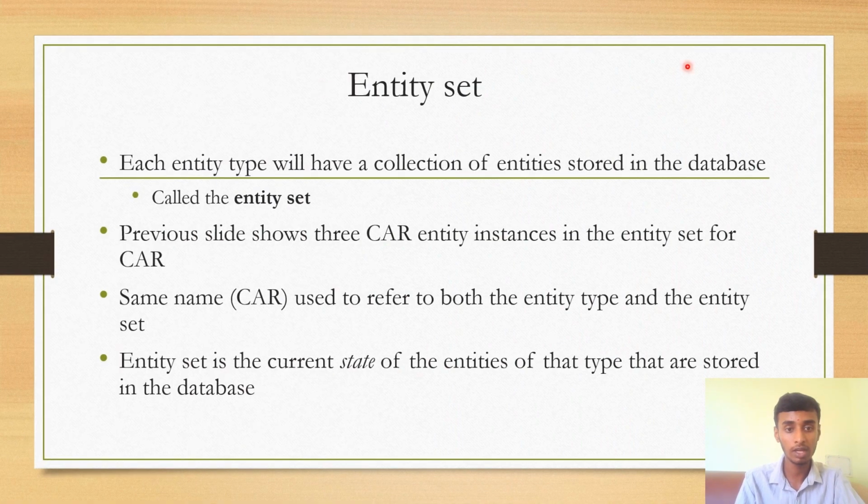We'll come to the entity set. What is this entity set? Each entity type will have a collection of entities stored in the database, called an entity set. The previous slide shows 3 car entity instances. If you are taking multiple entities, this collection of entities is known as an entity set. Entity set is the current state of an entity type that is stored in the database.